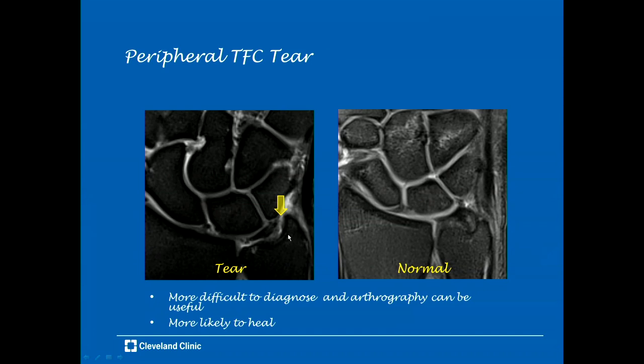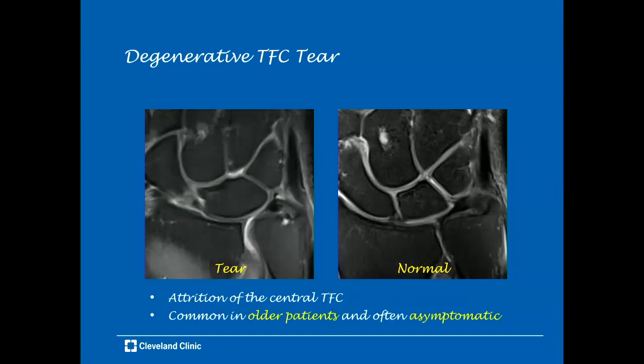Now, peripheral-sided tears compared to radial-sided tears are much more difficult to diagnose, and arthrography can be helpful. The fortunate thing with these tears, however, is that they are well vascularized in this area, and therefore more likely to heal.